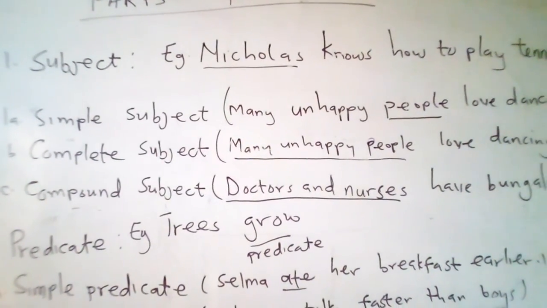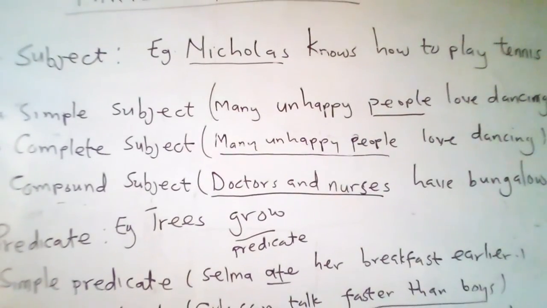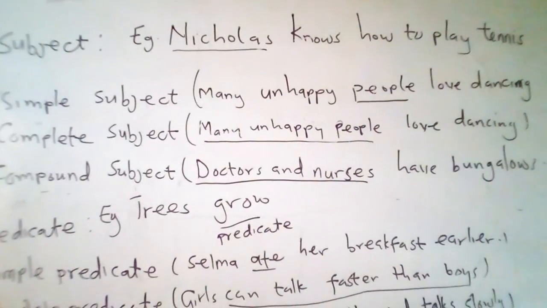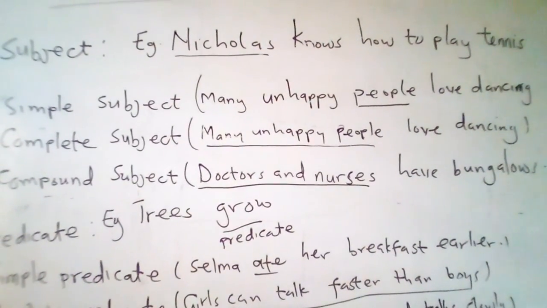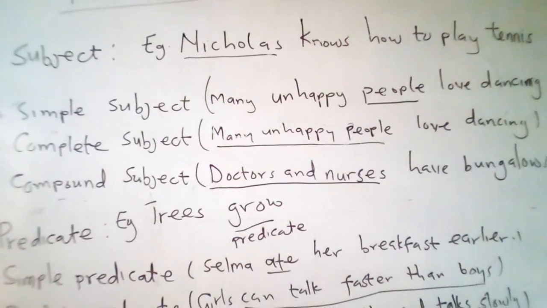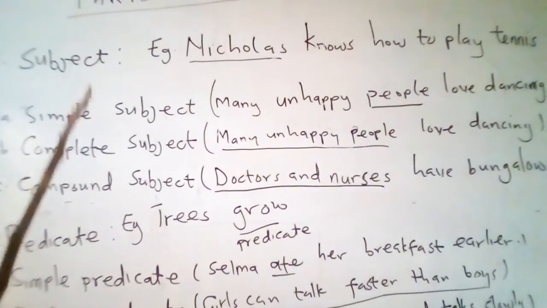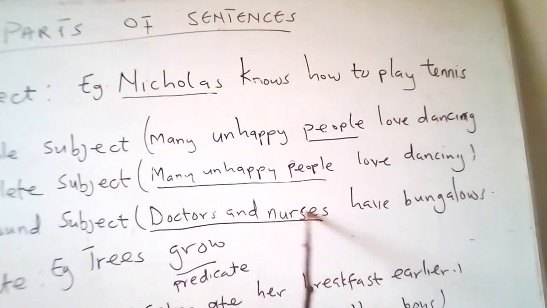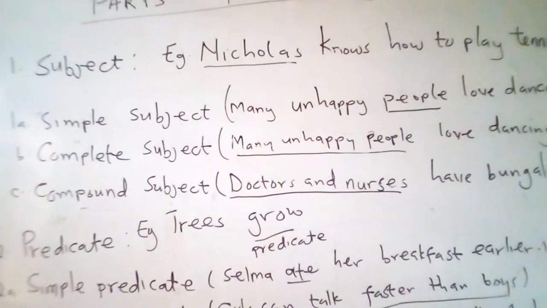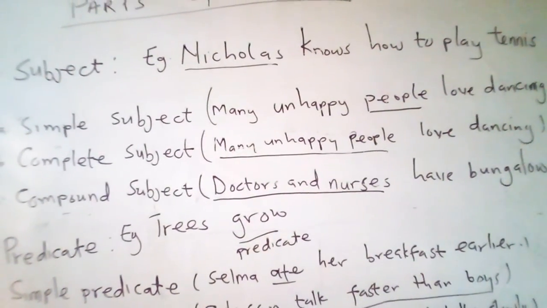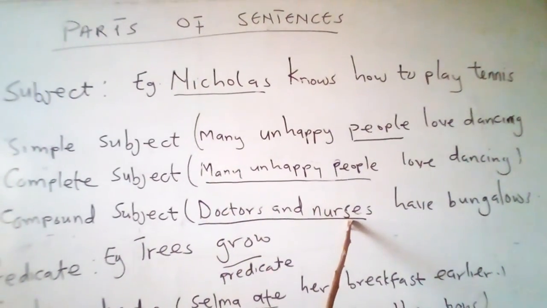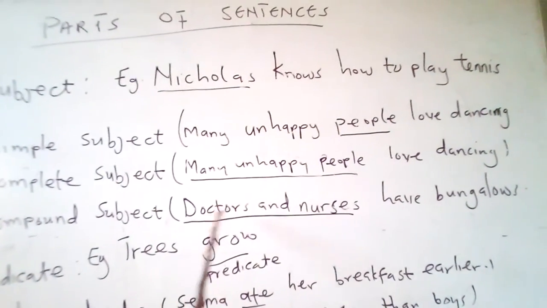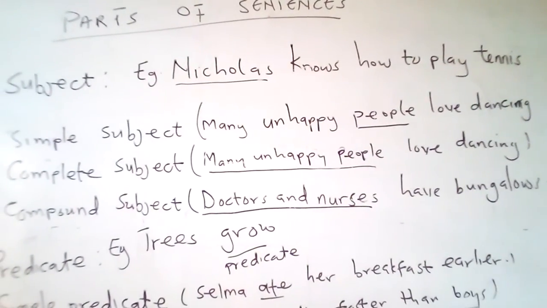A compound subject is made up of two or more simple subjects or main nouns joined by a conjunction and have the same verb. The connecting words are usually and or. For example, doctors and nurses have bungalows. Doctors and nurses are a compound subject because of the conjunction here, and.